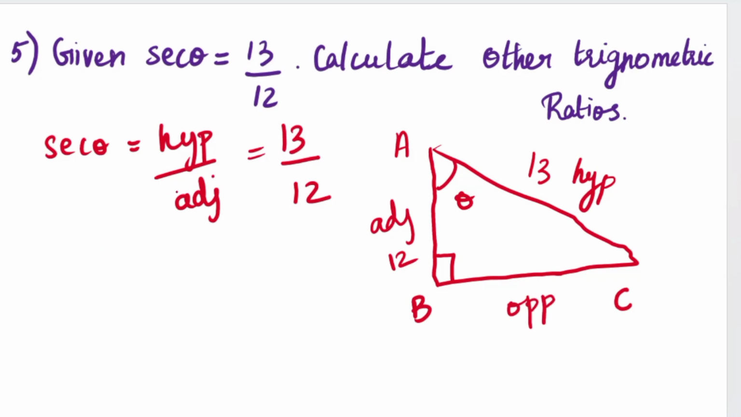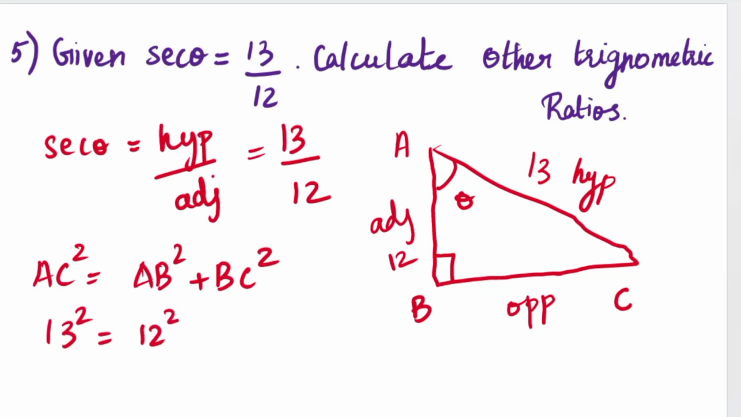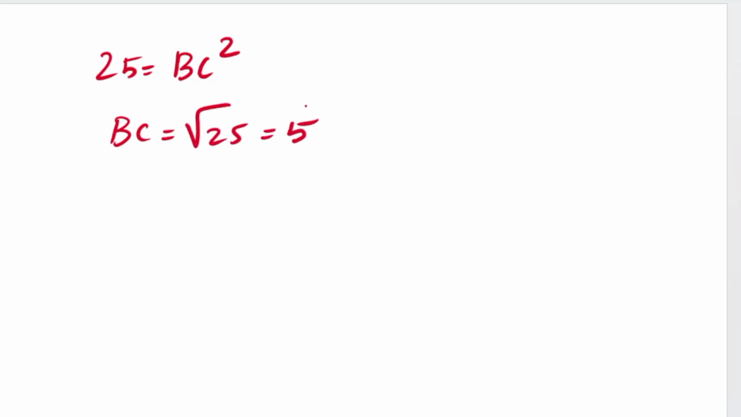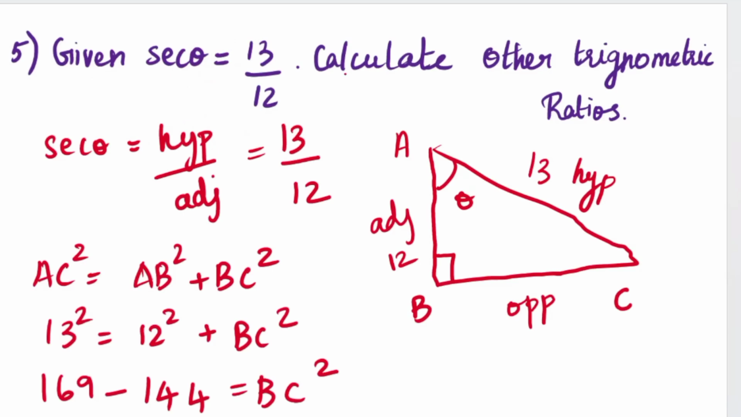Here also, similarly, following the Pythagoras theorem, AC square is equal to AB square plus BC square. Here AC square is given. That is 13 square is equal to 12 square plus BC square. So 13 square is 169 minus 12 square is 144, which is equal to BC square. So what is 169 minus 144? It's 25. So 25 is equal to BC square. So what is BC? BC is equal to root of 25, which is equal to 5. So we can write the value of BC here. That is 5. Opposite side is 5.